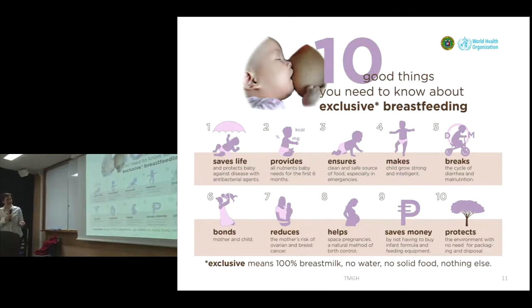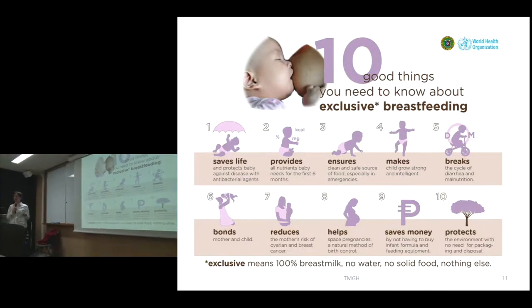Everything they need to grow, breaks the cycle of diarrhea and malnutrition, again because it's sterile. Important increasing evidence about the sort of psychosocial effects of breastfeeding and bonding between mother and child. There's some evidence that it decreases the risk of developing things like attention deficit disorder, hyperactivity, those kind of things. Some evidence. Of course, it helps space pregnancy because the longer you breastfeed, menstruation doesn't return for a while. And of course, it's free and environmentally friendly.